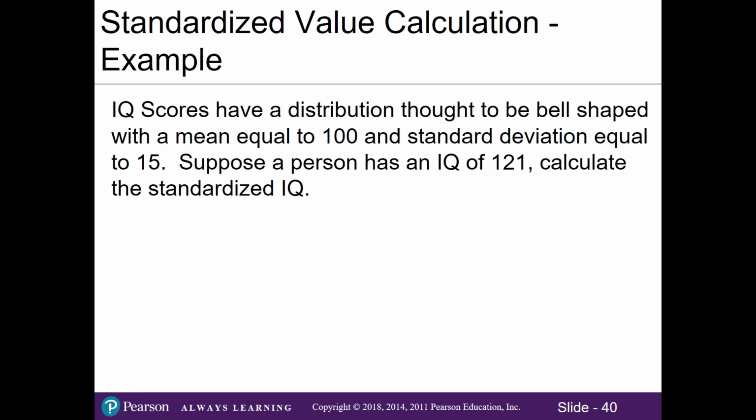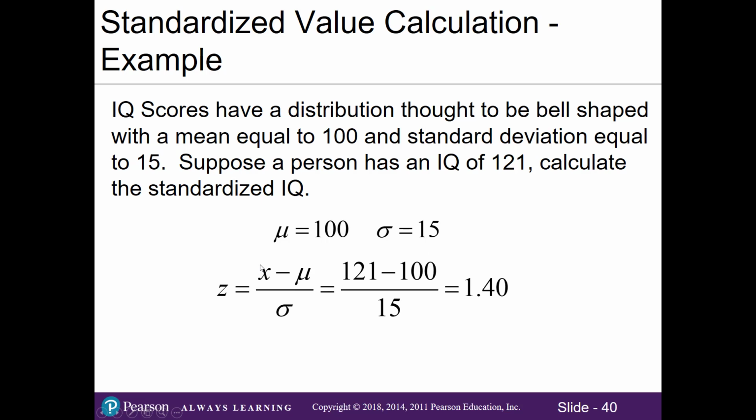So for instance, IQ scores have a distribution that's thought to be bell-shaped, with a mean equal to 100 and a standard deviation of 15. Suppose a person has an IQ of 121. Let's go ahead and calculate the standardized IQ then. So here's our mean of 100 and our standard deviation of 15. Here's my formula. So we'll plug in our x value, our variable of interest, which is the IQ of 121 points that this person received, minus our mean of 100 divided by our standard deviation of 15.